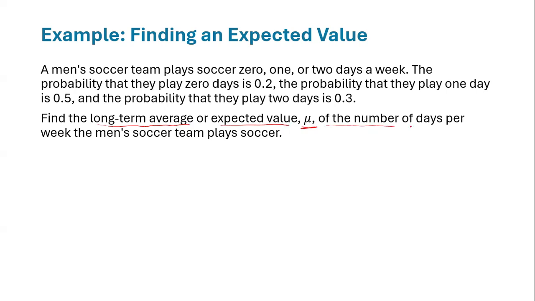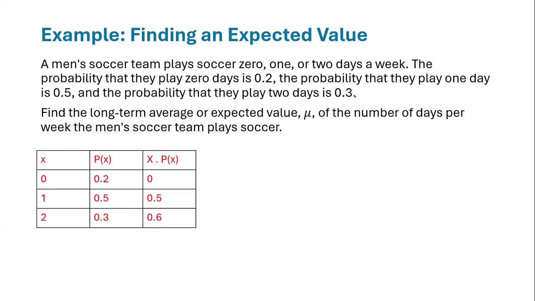Okay, so that's a random variable: the number of days per week that the men's soccer team plays soccer. Based on the description in the problem, the team plays 0 days, 1 day, or 2 days. So the random variable can take on 0, 1, or 2. The probability for 0 is 0.2, the probability for 1 is 0.5, and the probability for 2 days is 0.3. We can put it in a table and create a probability distribution table.